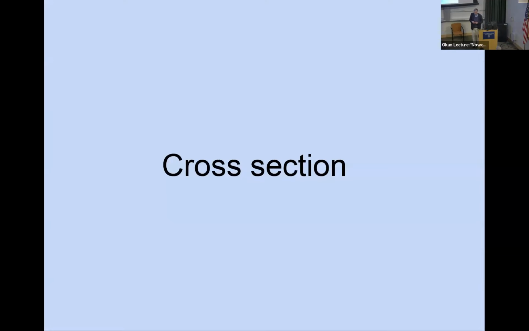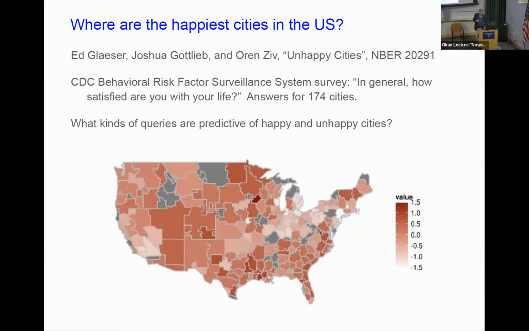Yeah, so that was the time series stuff, but you can also do the same thing for cross section. And here's a nice little example. This is from Ed Glaeser, who had a little paper on where the happiest cities in the US are. And it turns out there's an ongoing CDC behavioral risk factor survey that asks, how satisfied are you with your life? That's kind of a proxy for how satisfied you are, and then the question is what kinds of queries are predictive of happy and unhappy cities.